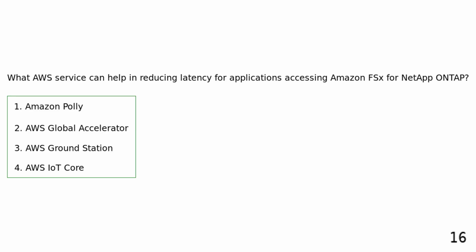What AWS service can help in reducing latency for applications accessing Amazon FSx for NetApp ONTAP? Amazon Polly. AWS Global Accelerator. AWS Ground Station. AWS IoT Core.